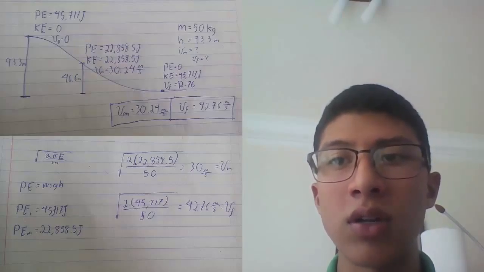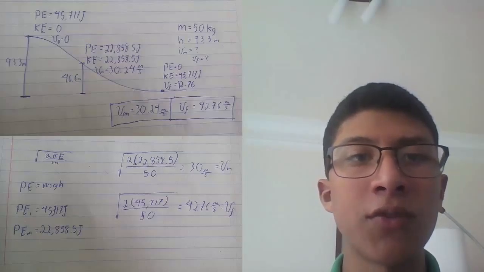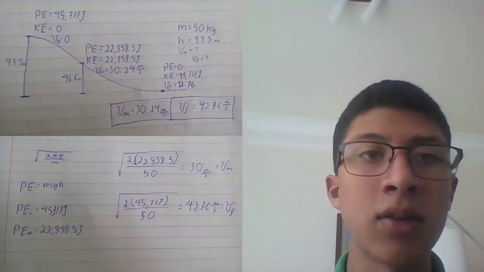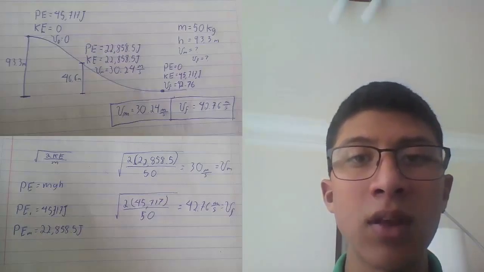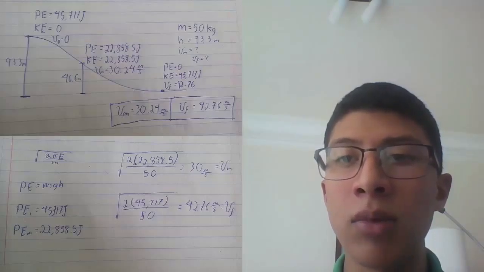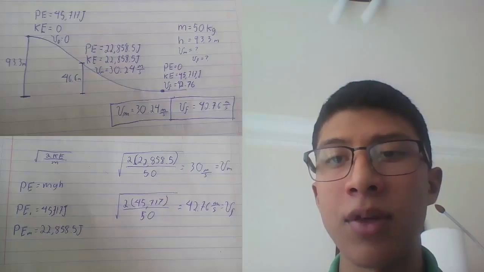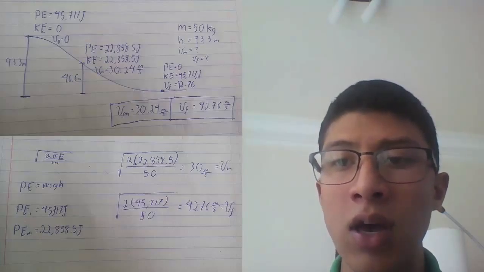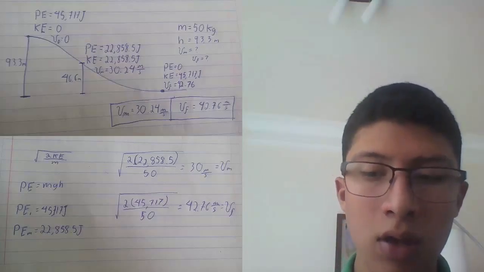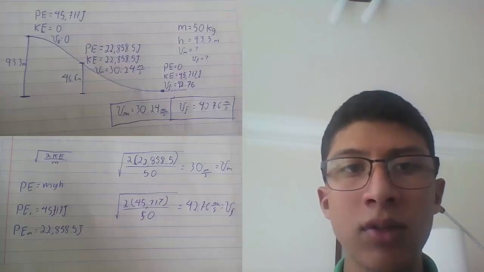And then we started with the velocity at the middle of the height. We use the formula: the square root of 2 times kinetic energy over mass. We substitute the values, and for the medium velocity we have 30 meters per second, and for the final velocity 42.76 meters per second. And that was our final values and the answer.